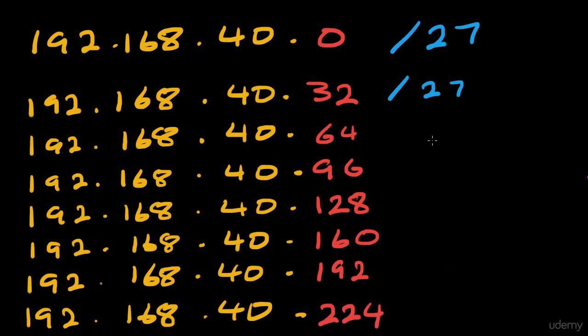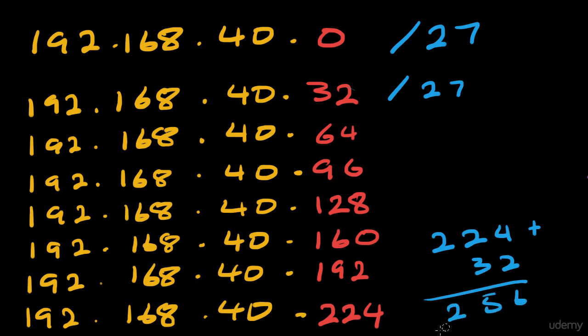And here we go. 192.168.40.0/27. The next one increments the 4th octet by 32, and then again by 32, so on and so forth until we get to 224. If we were to increment 224 by 32, 224 plus 32 is actually going to equate to 256.